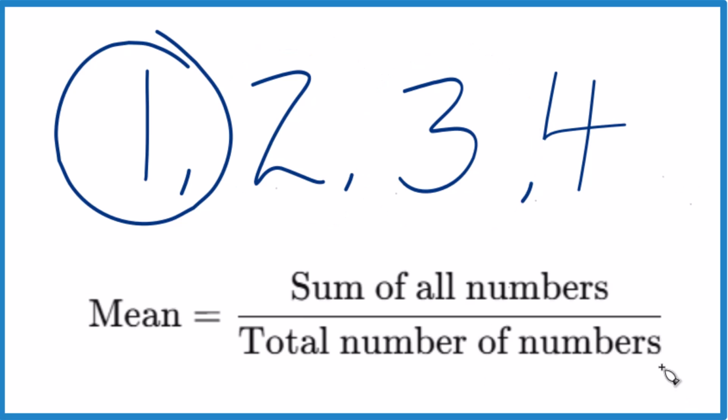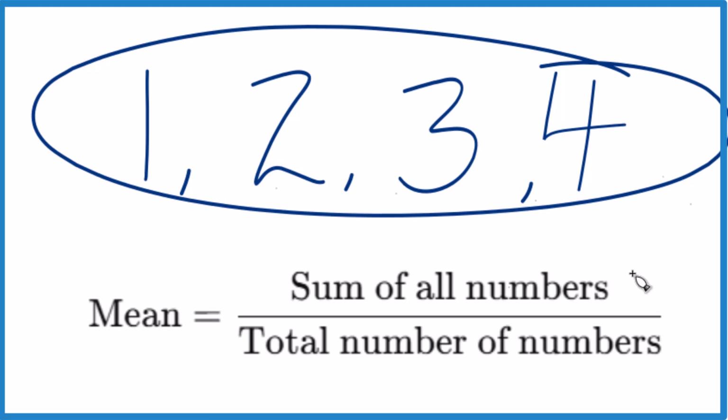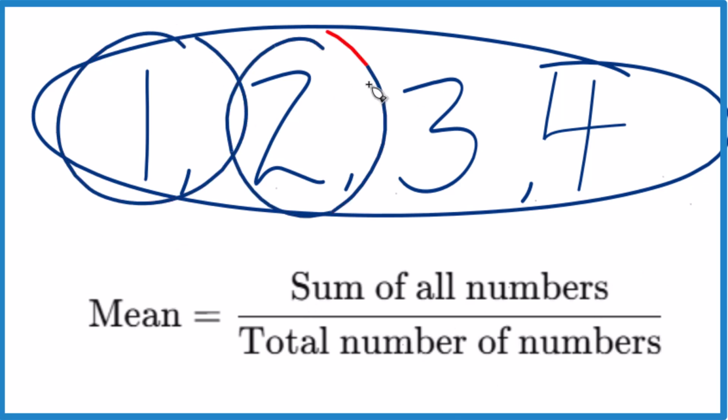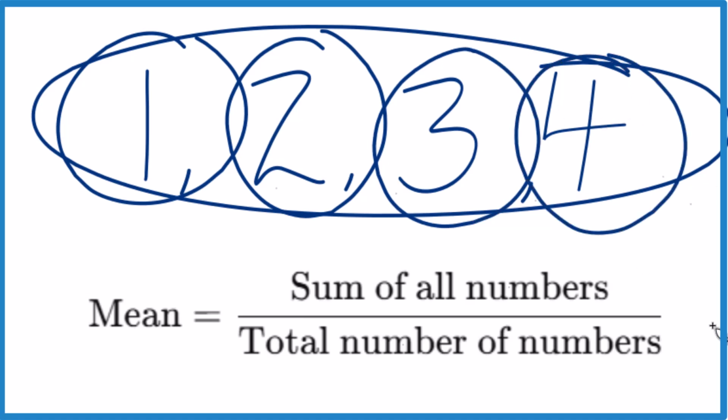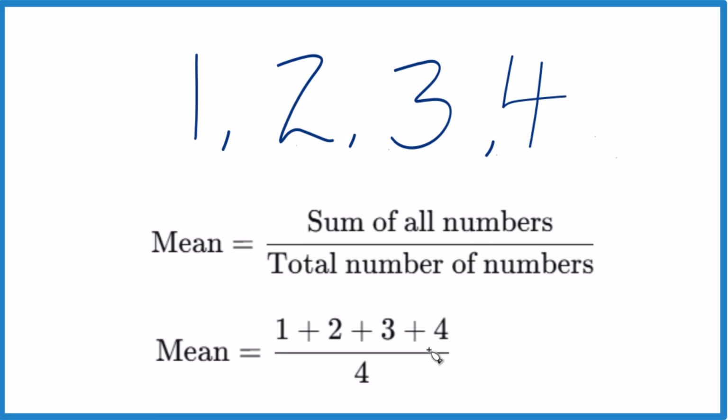So when we find the mean, we're going to take the sum of all the numbers. We're going to add all these numbers up, and then we're going to divide it by the total number of numbers. When you have 1, 2, 3, 4 numbers up here, that's going to look like this. So we're going to add them together right here.